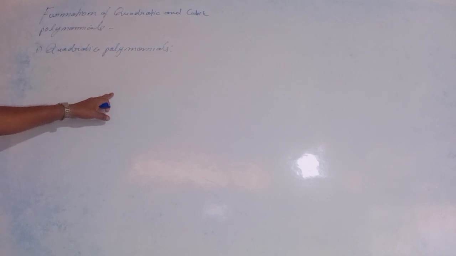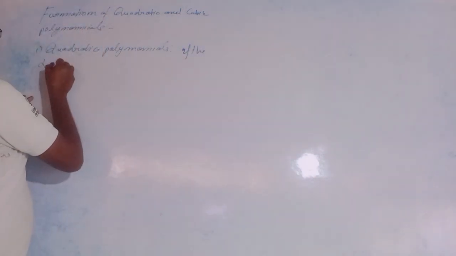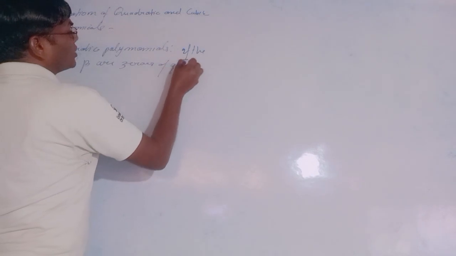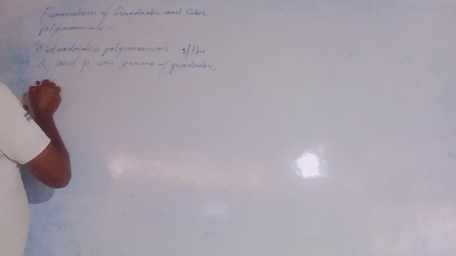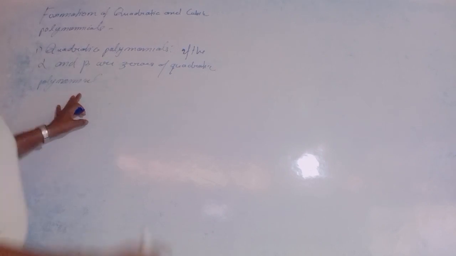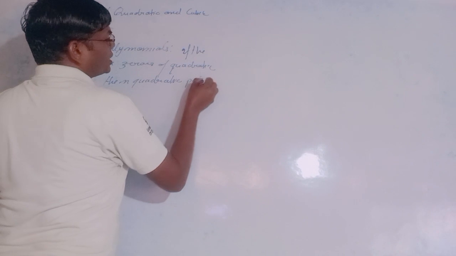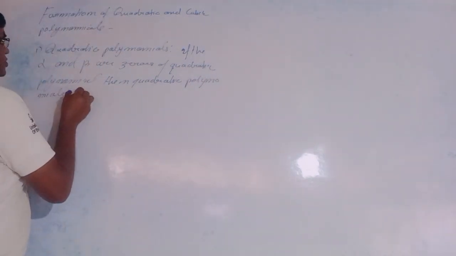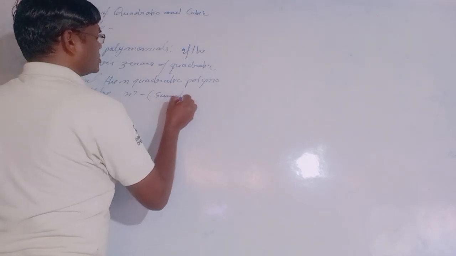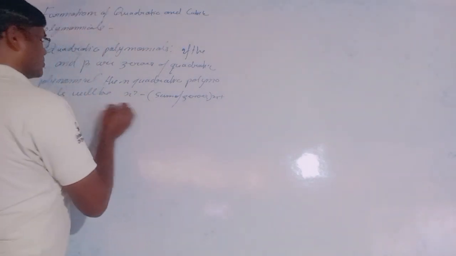If alpha and beta are the zeros of a quadratic polynomial, then the quadratic polynomial will be x square minus sum of zeros into x plus product of zeros.